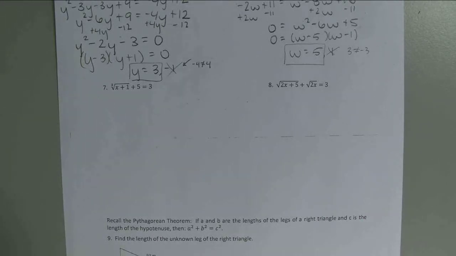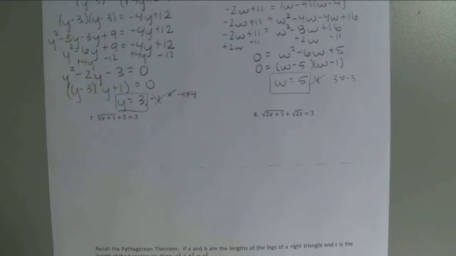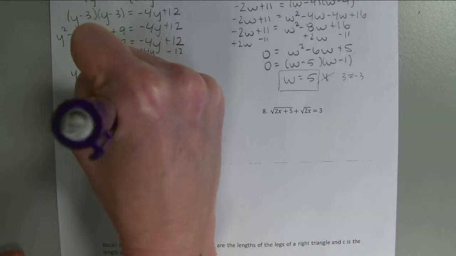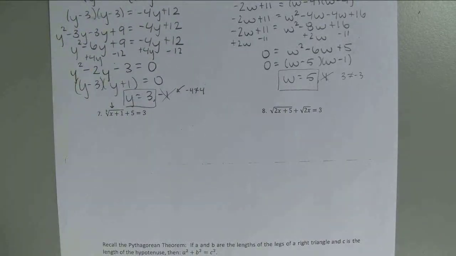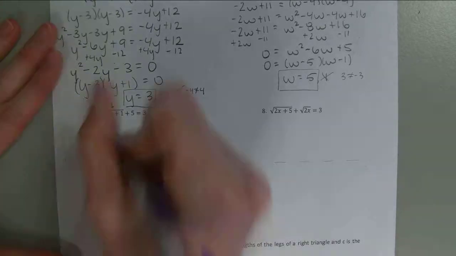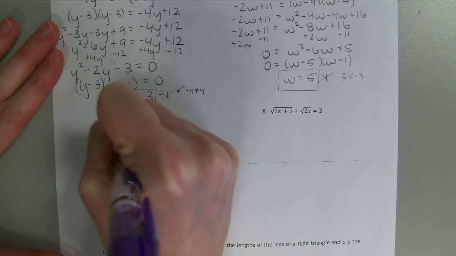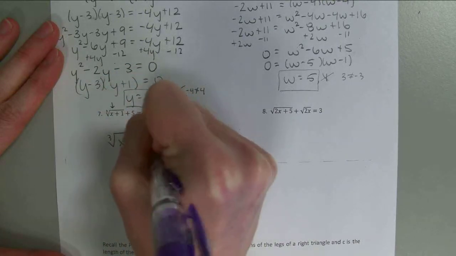You're going to isolate your radical, and then just raise it to the appropriate power. So in number 7, we want to get this cube root by himself, but who's in our way? The 5. So we got to subtract him over. So we have the cube root of x plus 1 equals negative 2.